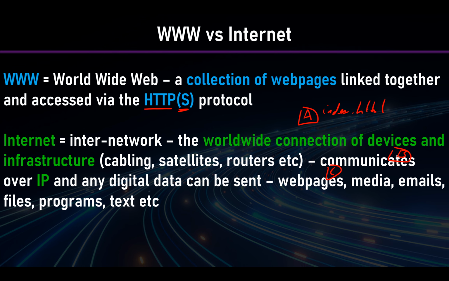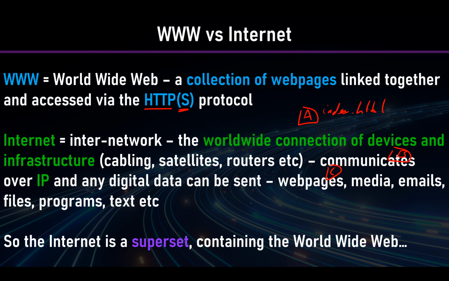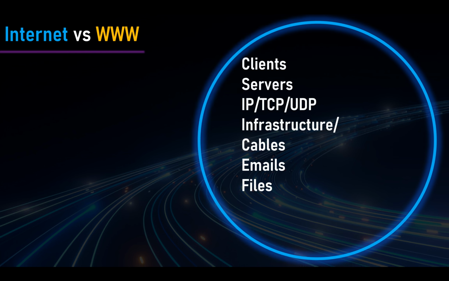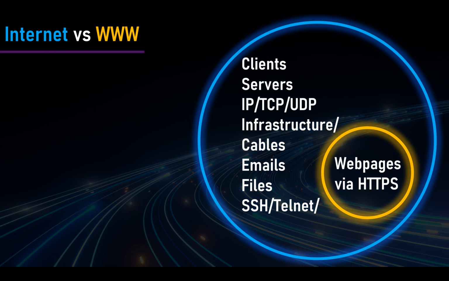Here we can say that any digital data can be sent, so not only websites or web pages, but also media: audio, video, images, of course emails, files, programs, text. Again, just any digital data. So we can say the internet is therefore a superset containing the World Wide Web. When we say a superset, we can see it in this Venn diagram. Let's just show everything first. Here the internet is blue, and contained within the internet is just the World Wide Web.